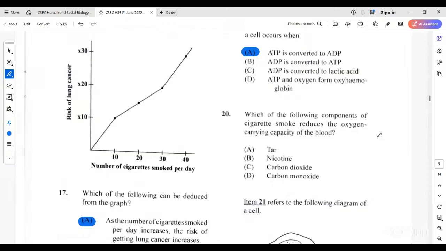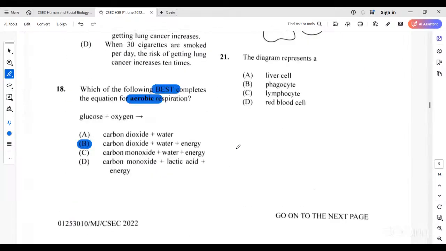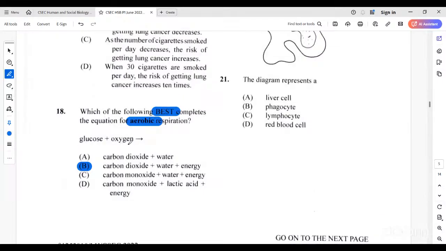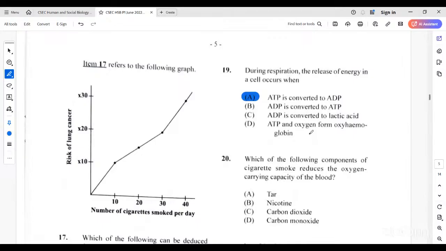Let me go back up to 19, because someone asked me within the last couple of days, how come D isn't in play? ATP and oxygen from oxyhemoglobin. It doesn't give the release of energy. Yes, the oxygen is coming from the oxyhemoglobin, but the oxygen is a reactant in respiration. It is not a product. All right? Don't get mixed up with that. The oxygen is a reactant, it's not the product. The product, ATP, is a product. All right?